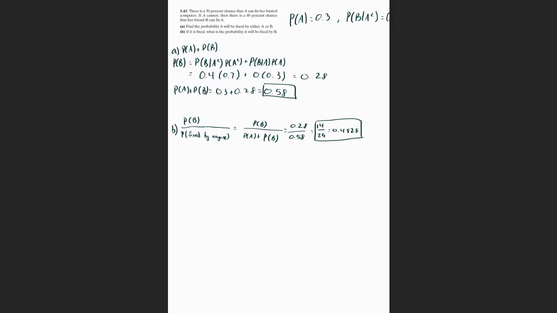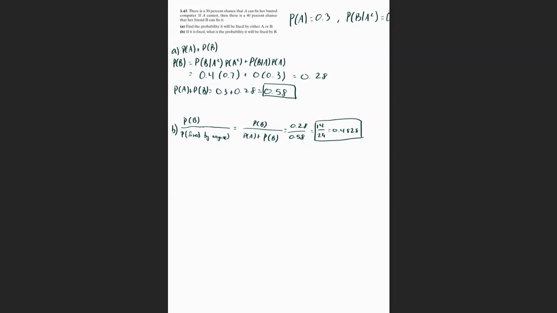The question is, there's a 30% chance that A can fix a broken computer. And if she can't, then there's a 40% chance that her friend B can. So event A is her fixing it, and the probability of B fixing it, given that A cannot, is 0.4. That's what's cut off on the right. The probability of her fixing it, A, is 0.3. So the first question is, find the probability it will be fixed by either A or B.